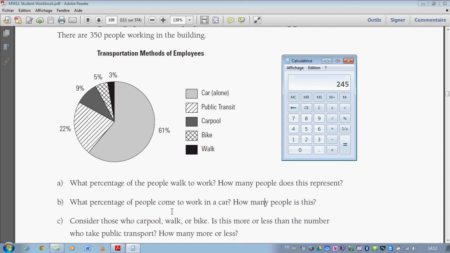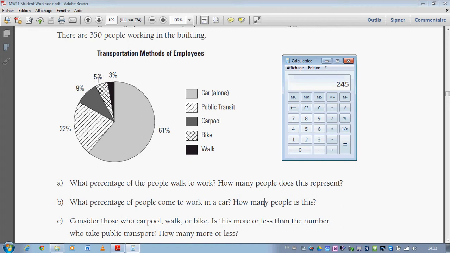I think we can clearly say that it's less because it's only 17% when compared to 22% who take public transport. How many more or less? So when it's asking how many more or less, we can see that it's 5% less, right? Because if you've got 22% here, which is the percent of public transport, right? And then here you've got 17%, that means that the difference between the two would be 5%.